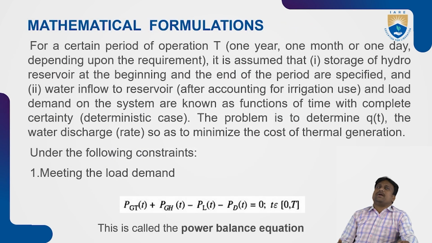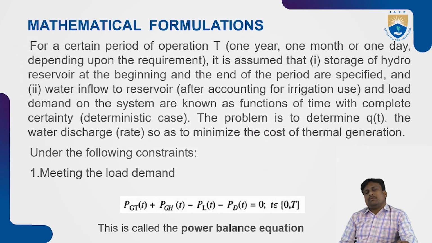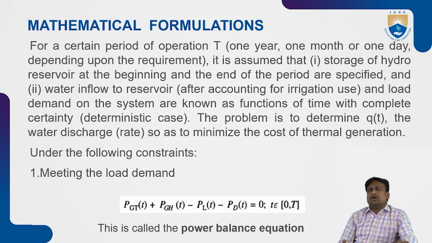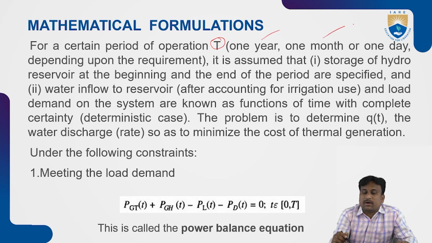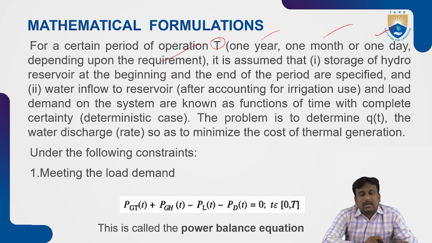Here are some of the mathematical formulations designed for a fundamental hydrothermal power system. These relations or formulations will make for suitable operation of the system. Here the consideration is a certain period of operation, that is capital T. The time factor may be 1 year, 1 month or 1 day. Depending upon the requirement, we will select the time period.